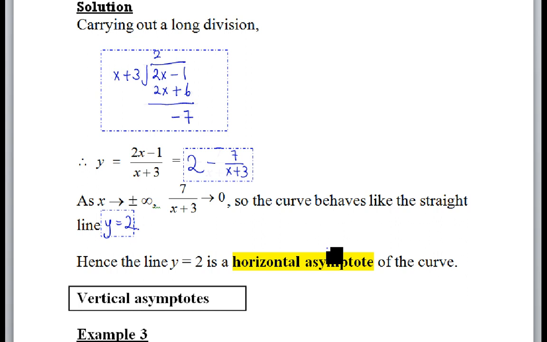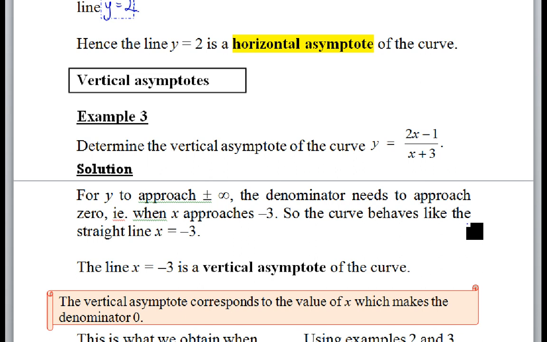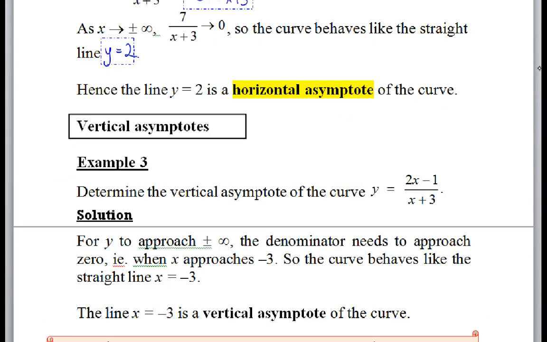Vertical asymptote. Exactly the same equation. Now what happens here? Ignore the words for now. Let's look at this expression, this part. Can we say, as x tends to negative 3, what happens to the y? Look here. That means your denominator becomes 0. That means your y tends to infinity.